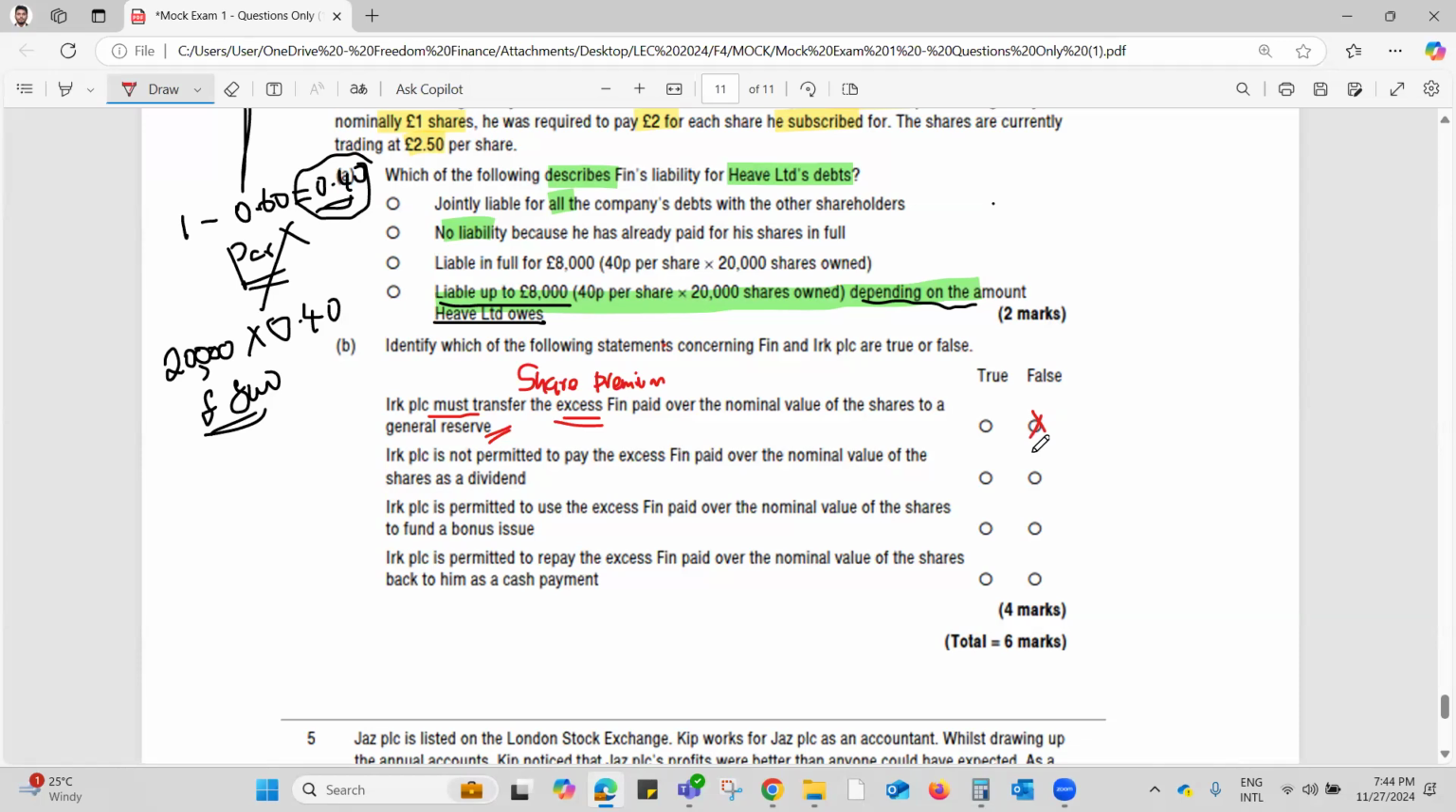Any doubts, anyone? Is anyone having any doubts on that part? If you have questions, you can ask me. Okay, fine. Then: IPLC is not permitted to pay the excess fund paid over the nominal value of the shares as dividend. Can you issue the share premium, the excess money that you collect, as dividends? The share premium is a non-distributable reserve, I would say. What is that? It is a non-distributable reserve. If you don't know, make a note.